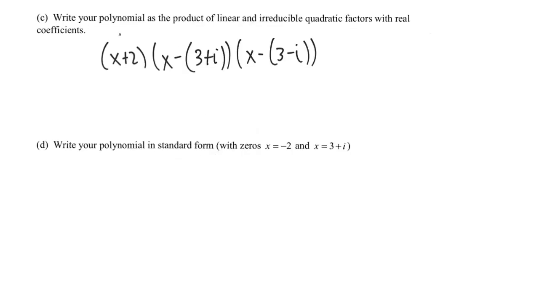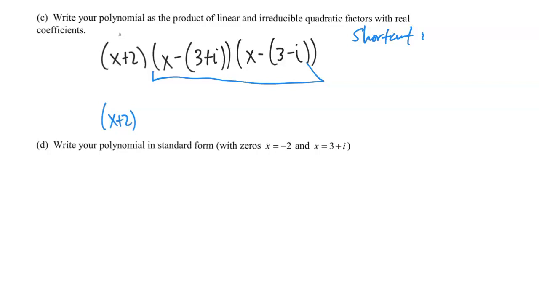Okay, in letter C, I'm asking you to write the polynomial as a product of linear and irreducible quadratic factors with real coefficients. And so what I'm essentially asking you to do here is to rewrite this with x plus 2 down here, but then to multiply these 2 linear factors together so that you get an irreducible quadratic. Now, I don't know about you, but that does not look like a ton of fun to start multiplying out. And so the good news for us is that there is a shortcut to make this much easier.